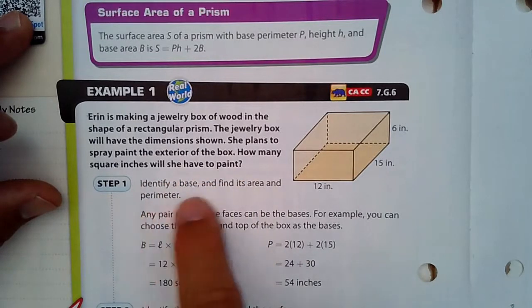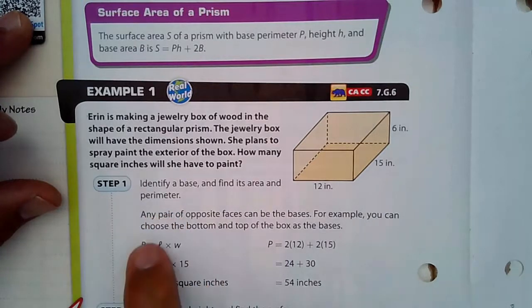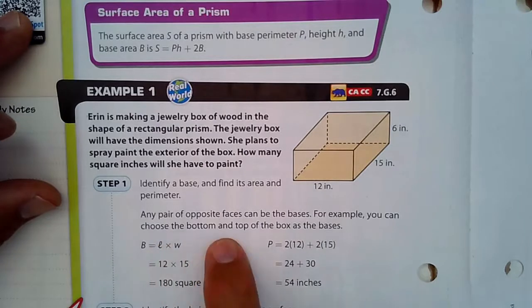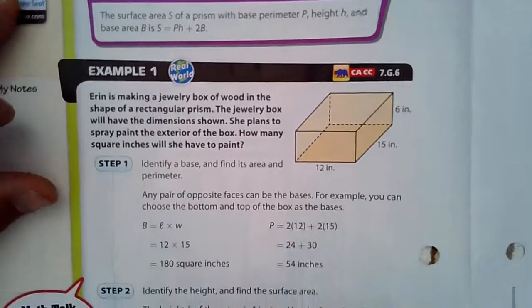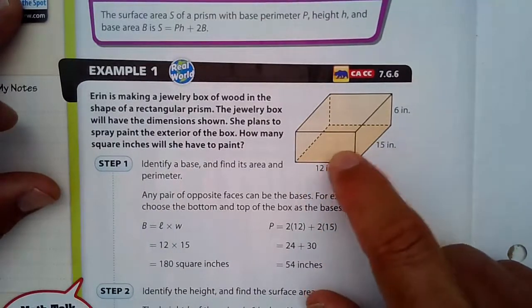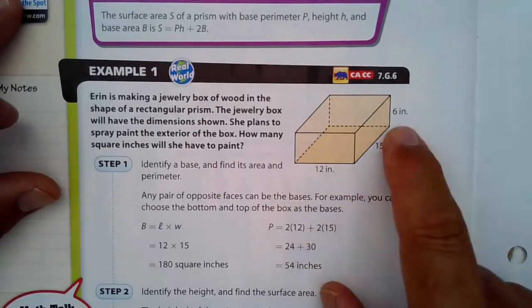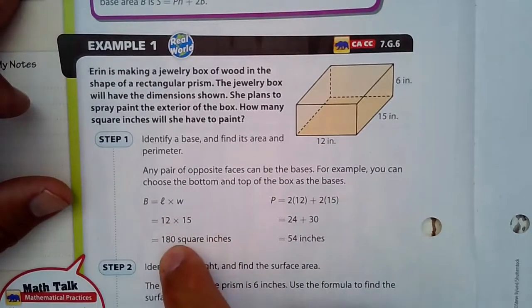Okay, identify the base and its area and the perimeter. So the base: any pair of opposite faces can be the bases. For example, you can choose the bottom and top of the box as bases, and we'll do that. We'll consider the base what it's sitting on, though it's not always what it's sitting on. But 12 times 15 will be our base, which is right here. 12 times 15 is 180.